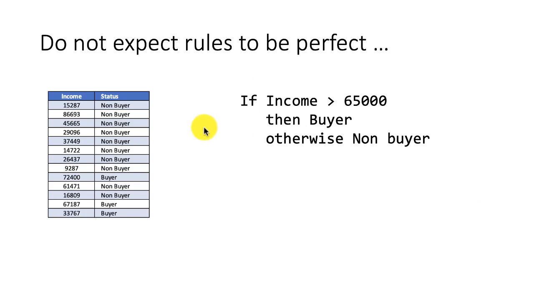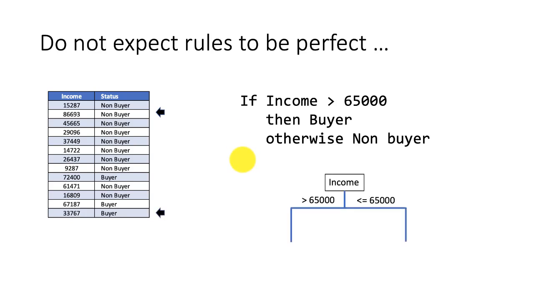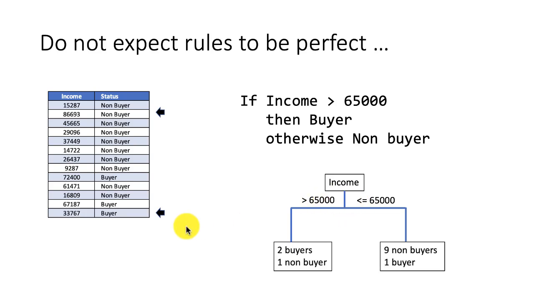Let's take this very simple example and look at it as if it were a classification tree. What we're saying here is that we're looking at income as the criterion to determine whether a person is going to be a buyer or non-buyer. And of course, the level at which we are dividing the income is 65,000. We've just done that based on observation. If the income is less than 65,000, then what you're seeing is that there are 2 buyers and 1 non-buyer.